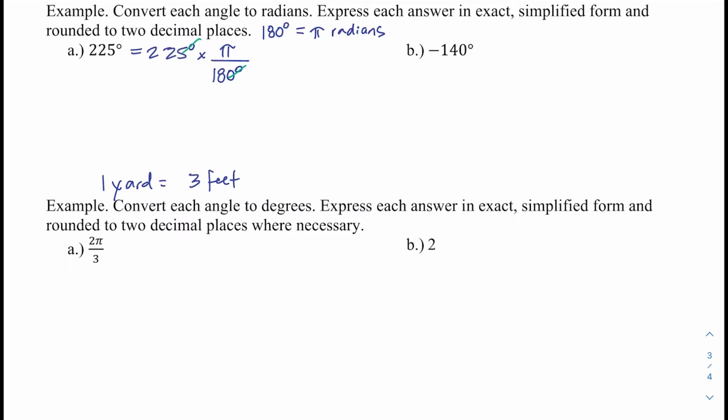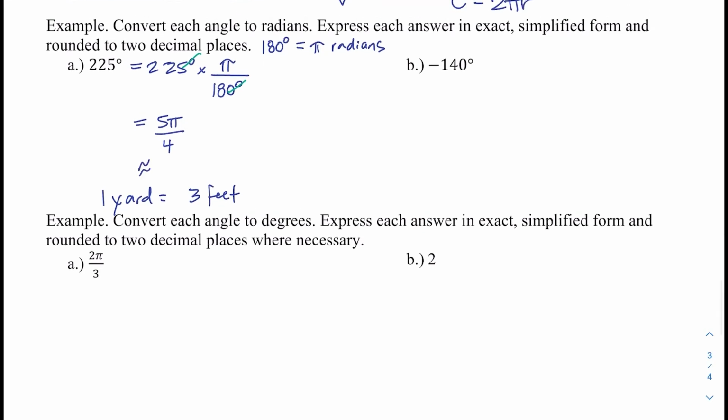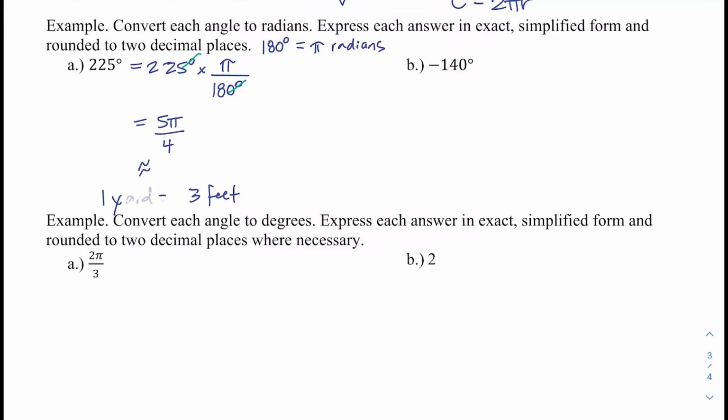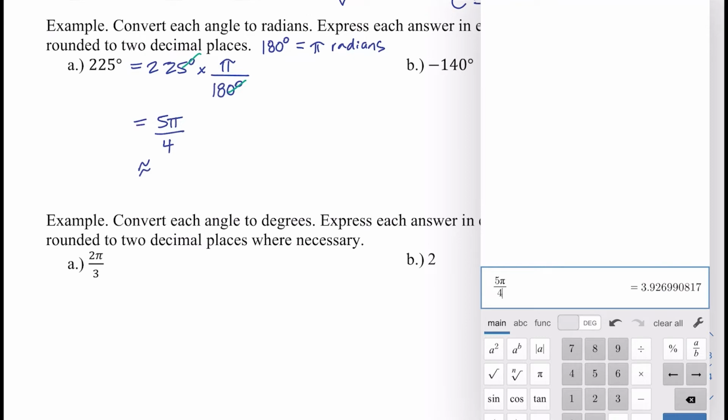Okay, and then I can just simplify. So just reducing this fraction, I get 5 pi over 4. So this is my angle in radians, and I can use my calculator to get the decimal approximation to 2 decimal places that it's asking for. I think I can delete my 1 yard is 3 feet down here. So I'm going to use the Desmos scientific calculator and just put in 5 pi divided by 4 to get that.